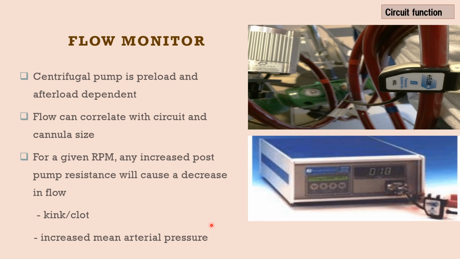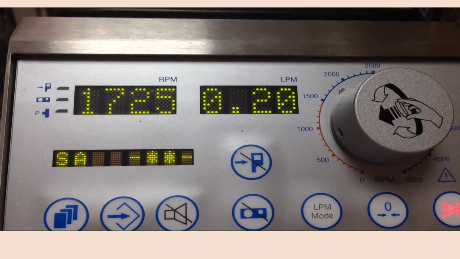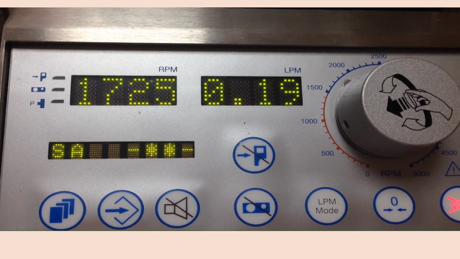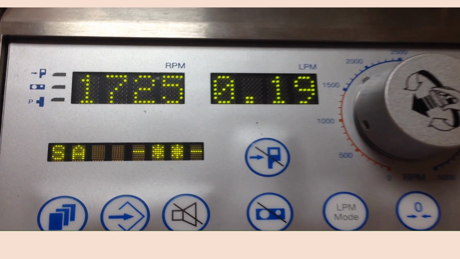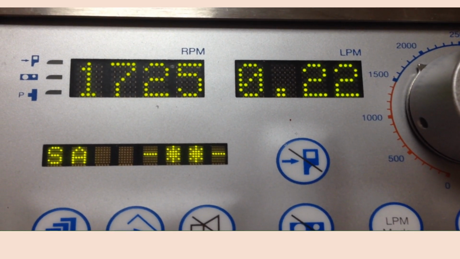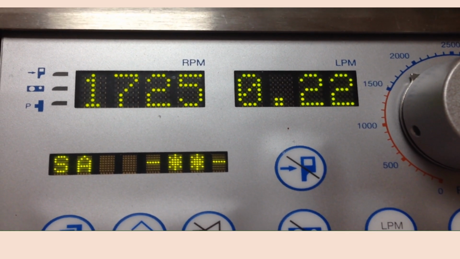Examples of increased post-pump resistance are a kink or clot in the returning line, or an increase in mean arterial blood pressure in VA ECMO. This video shows an alarm of decreased flow, and these are the parameters for pediatric patients.